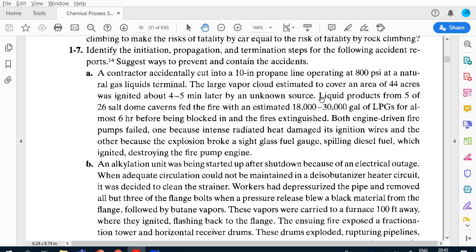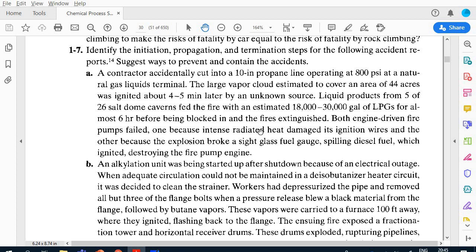Number two, there was a vapor cloud that could have caused some explosion. And actually, what did it cause? It caused, my God, the destruction of the fire pump equipment. So both engine fire pumps failed. You can see that. One because intense radiated heat damaged its ignition wires, and the other because the explosion broke a slide gas fuel gauge, spilling diesel fuel, which ignited, destroying the fire pump engine. Everything went bad.